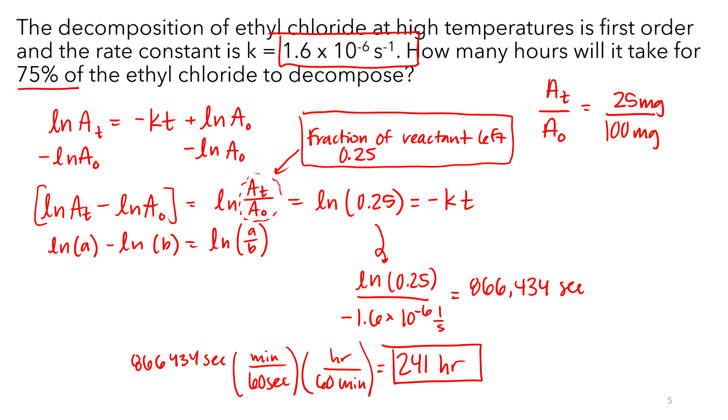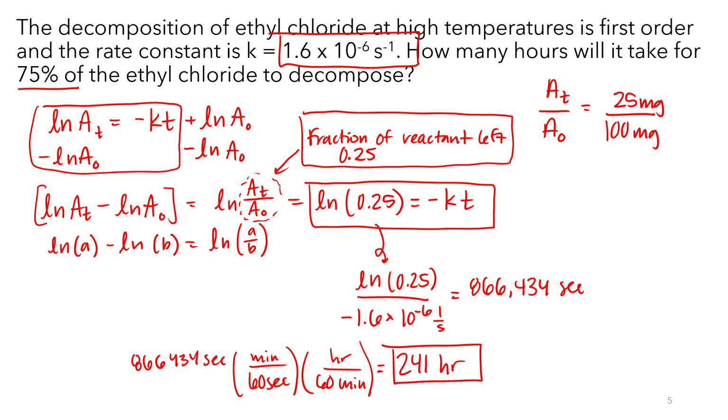This here is just me at this point saying, here's what I had left before. I subtracted ln A naught from both sides. I had negative kt left. I'm solving for t, so I divided both sides by negative k.